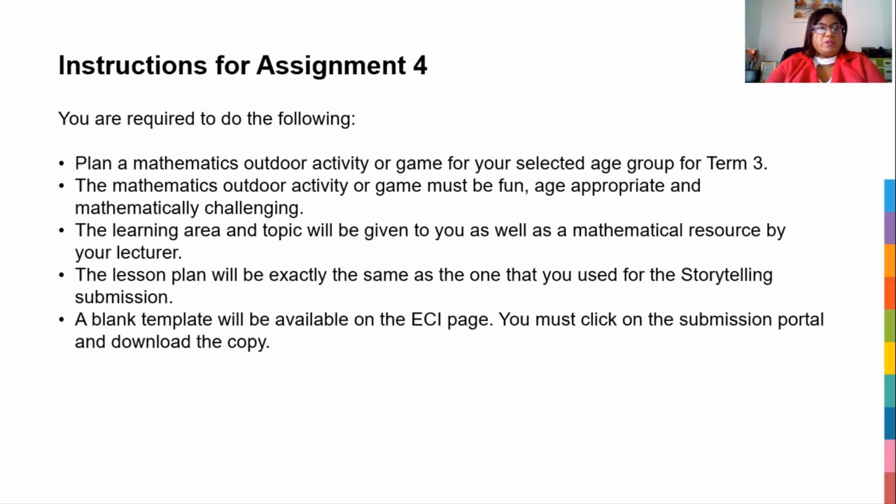Right, so for this assessment, students, you are going to be planning a mathematics outdoor activity or a game for the selected age group in term 3. Now, of course, if you're a degree student this year, obviously you'll be selecting grade R. If you're a higher certificate foundation phase student, you'll be selecting grade double naught or triple naught. And our higher certificate IP students, you can select grades double naught, triple naught, or grade R, right? So please take note of that and plan your lessons accordingly.